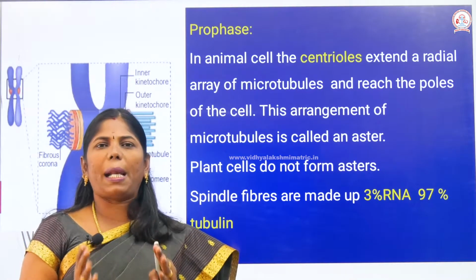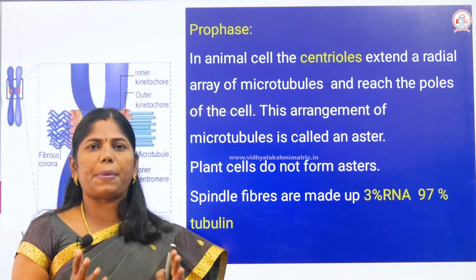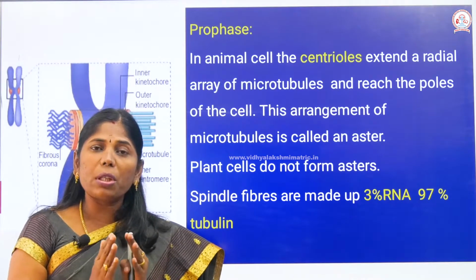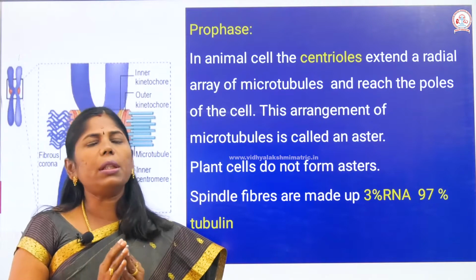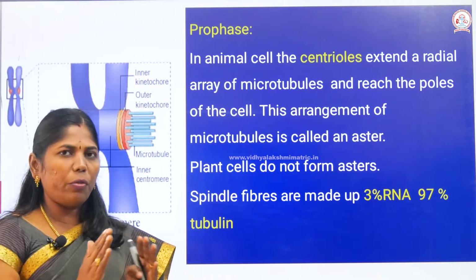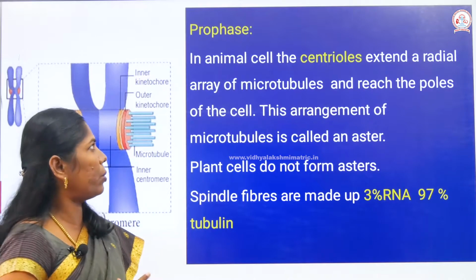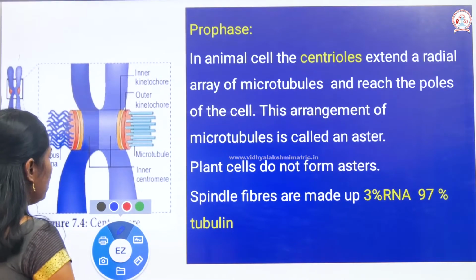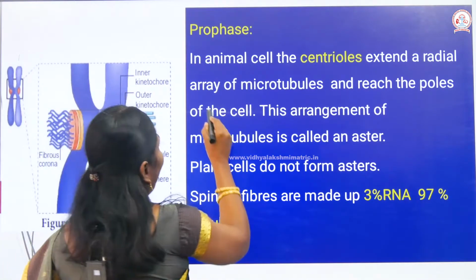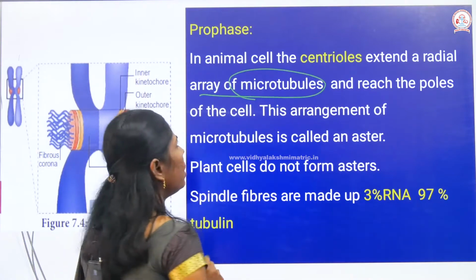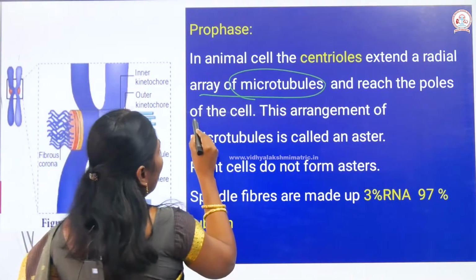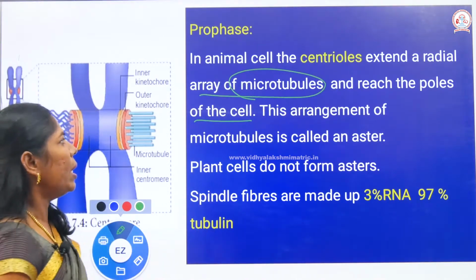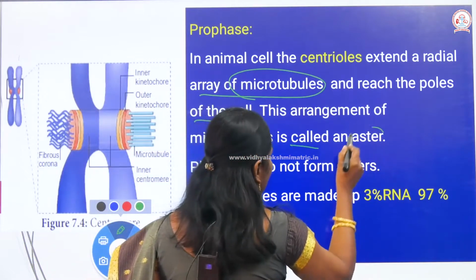So what about the plant cells? In the plant cells, the centrioles are absent. Then without centrioles, how are the spindle fibers formed? The spindle fibers are formed outside of the nuclear membrane, so they form spindle fibers in plant cells without centrioles. In the animal cell, the centrioles extend an array of microtubules, and the microtubules reach the poles of the cell, the two poles. This arrangement of the microtubules is called asters.